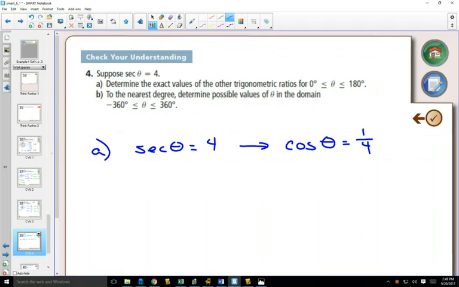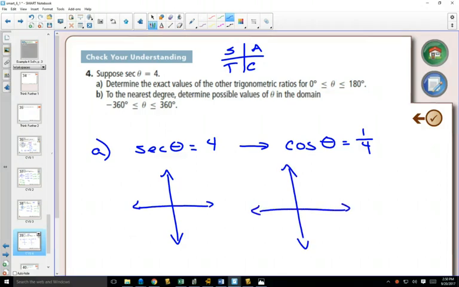Now, according to the CAST rule, what quadrant would that be in? If cos of theta is equal to 1/4, what quadrant would that be in? First of all, is 1/4 a positive number or a negative number? Positive number. So if cos is positive, it's either in quadrant 1 or quadrant 4. So what we could do, even though I know that this question says between 0 and 180 degrees, I'm going to, for the purposes of question part B, draw it in quadrant 1.